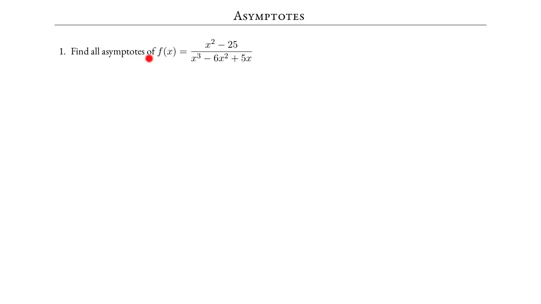Find all asymptotes of the function f of x equals the quantity x squared minus 25 in the numerator, x cubed minus 6x squared plus 5x quantity in the denominator. The first thing we want to do is to factor this out completely. In the numerator, x squared minus 25 can be factored as x minus 5 times x plus 5.